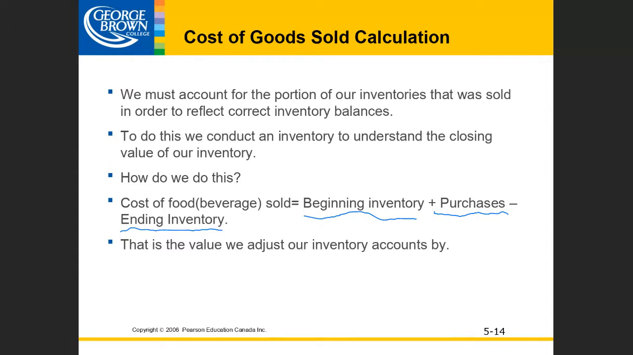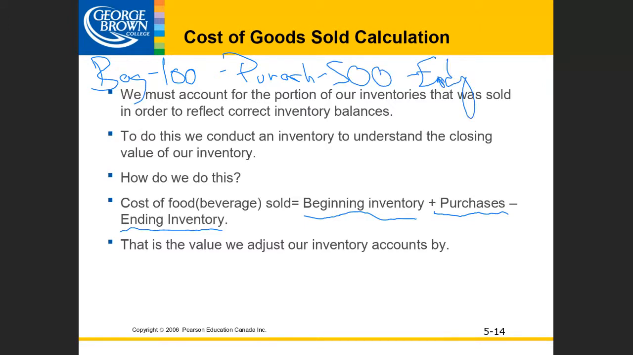Okay, so let's do a little bit of an example here. Let's say your beginning inventory was $100. Let's say your purchases were 500, and let's say your ending inventory, wow, that's supposed to be ending, your ending inventory was 200. What is your cost of food sold here?